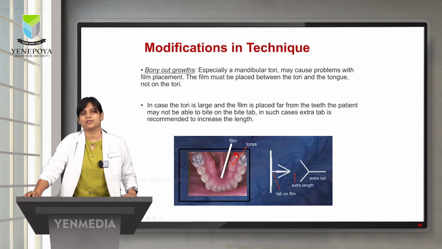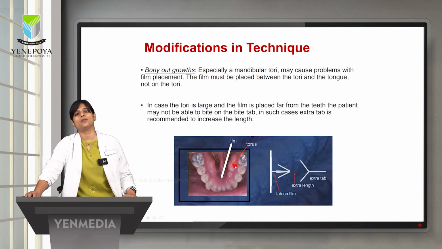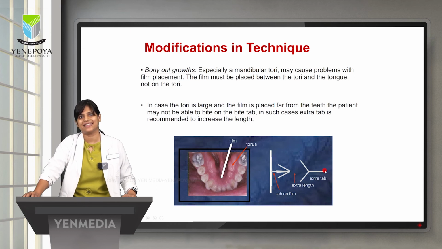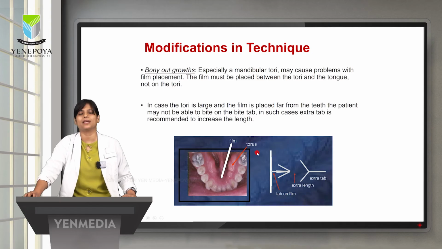In some cases where the tori projection is much more, what will happen is the tab that the patient has to bite on won't be sufficient. The tab will also go way behind, and he won't be able to bite it. So in such cases, what you can do is combine two tabs, stick them together, so you get a longer length tab. So even if this film goes more behind, you'll have a long tab so that the patient will be able to bite.